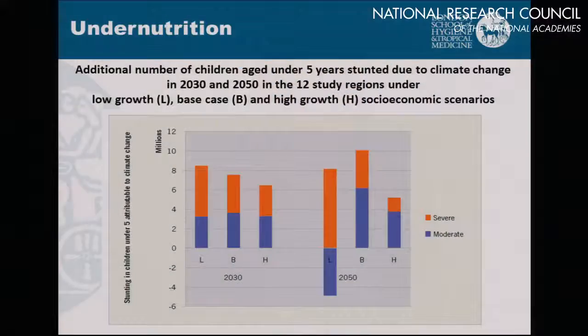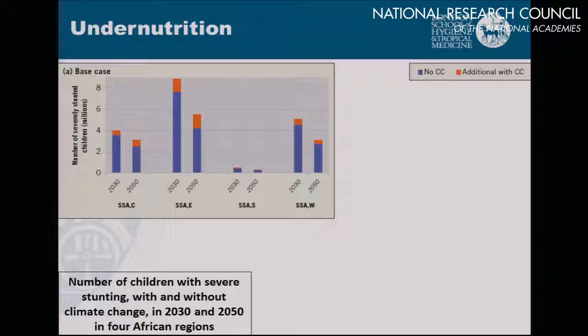I'll skip that. But what we have done within the undernutrition is modelled it across the three economic futures. So L is low economic growth, B is base case, and H is high economic growth. And that primarily drives the number of people, the number of deaths, okay? So you just get fewer deaths from malnutrition under high economic growth. But what you do get is this shift from moderate stunting into severe stunting, which is seen more clearly here.